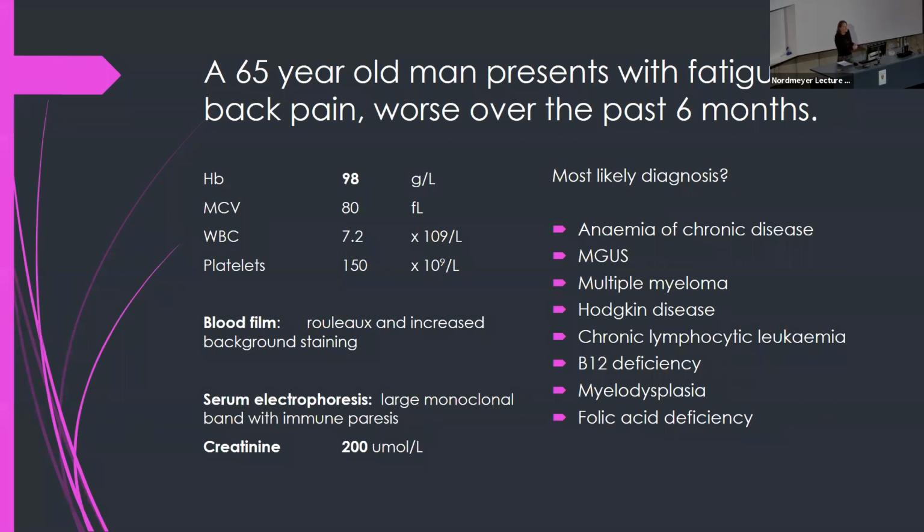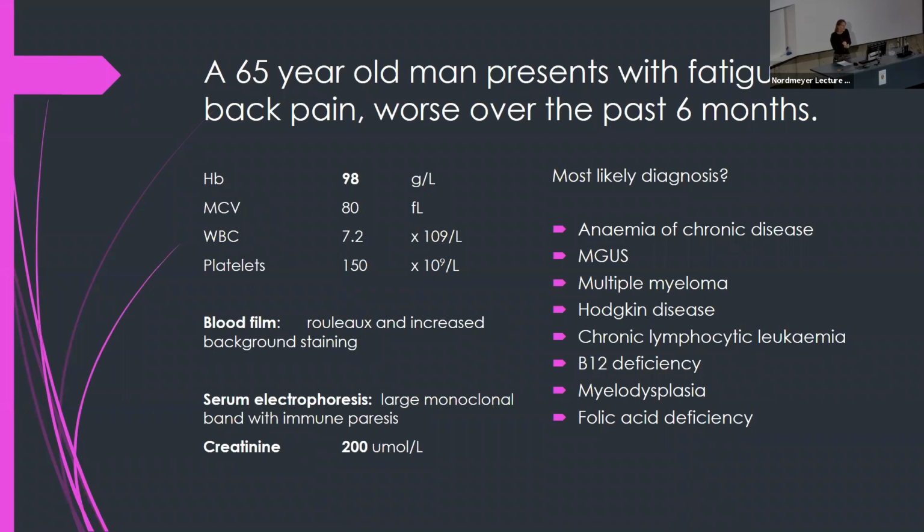So it's all kind of beginning to add up for me, at least, to make me think of a malignant gammopathy, i.e. multiple myeloma. I mean, the hemoglobin and MCV would fit with anemia of chronic disease, but the other stuff doesn't. MGUS, I think the band's too big. He's got immune paresis, and MGUS doesn't cause renal impairment or anemia.